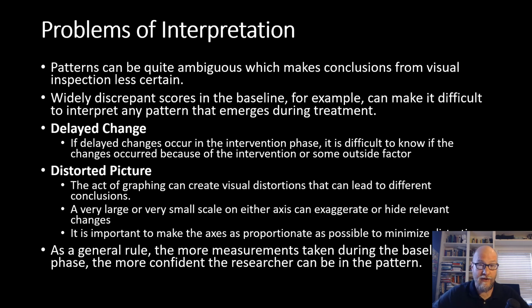Patterns can be quite ambiguous, so making conclusions from visual inspection is less certain than being able to utilize inferential statistics. The fewer points of data that you have, the more ambiguous these patterns can be. The more data you have, the more you can rely on this being a valid pattern. Widely discrepant scores in the baseline, if people are way up and down on the target behavior at the baseline, can make it really difficult to interpret any pattern that emerges during treatment.